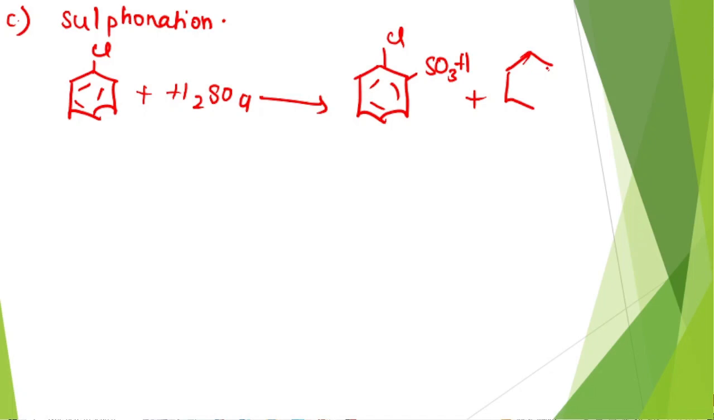Before that, let's give the names for these compounds. It is going to be 2-chlorobenzene sulfonic acid. And this is 4-chlorobenzene sulfonic acid.